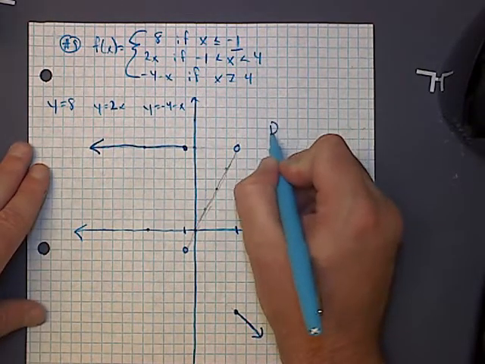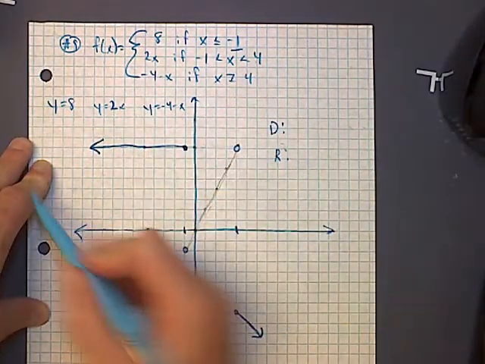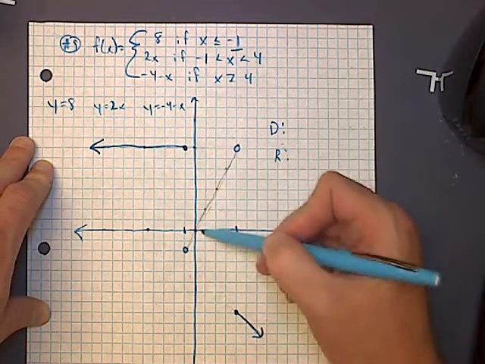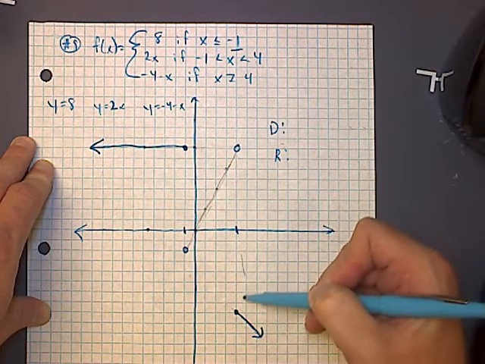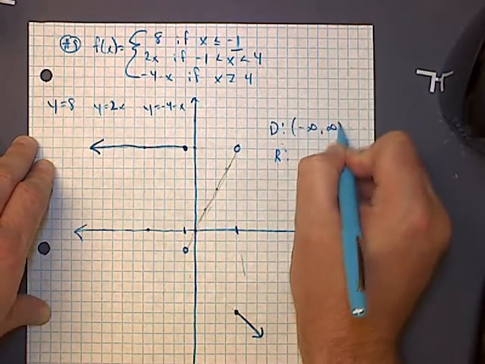Now the domain and range, this one's a little tricky. Let's look at domain. If I start from here, this arrow means it keeps going. Even though this is open, it cancels out. There's still something hitting the x-axis. That's open, that's closed down here, it cancels, and that keeps going. So domain is easy. That's all real numbers.